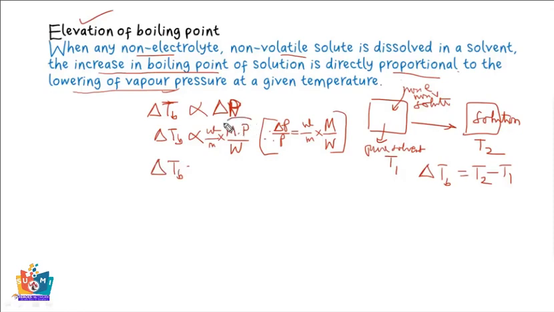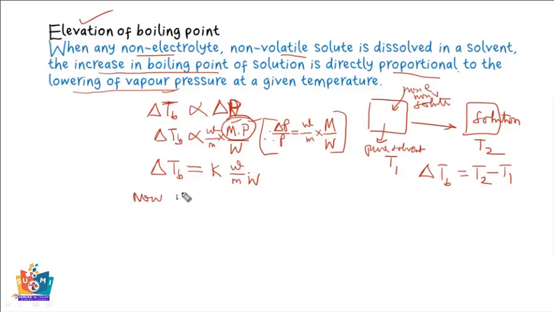now capital M and capital P, this is the molar mass of solvent, which is constant. If it is water, it's always 18. This is the vapor pressure of pure solvent, and this is also always constant. Two constant numbers will remove the sign of proportionality. So we have K w by m into capital W.